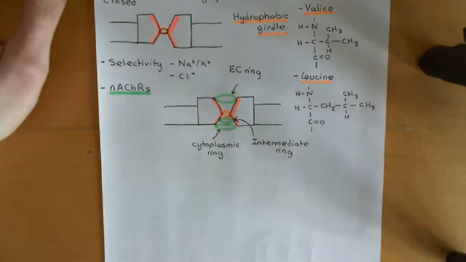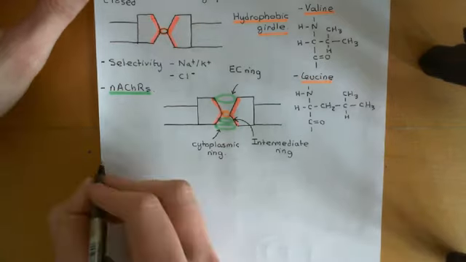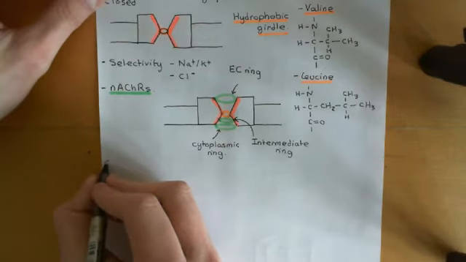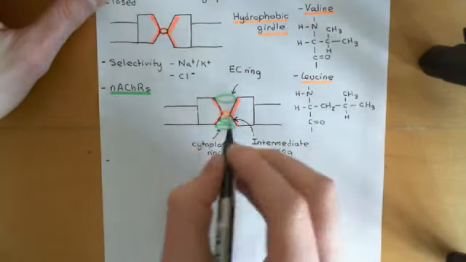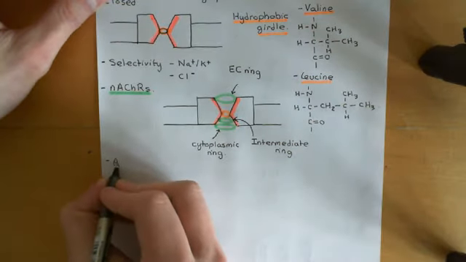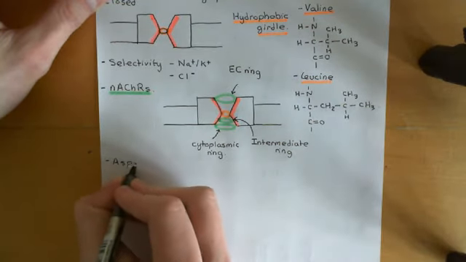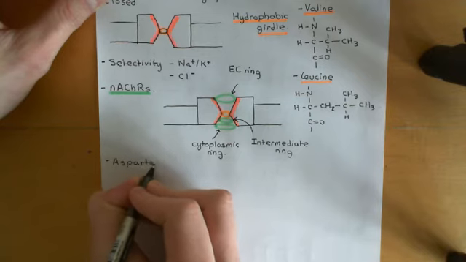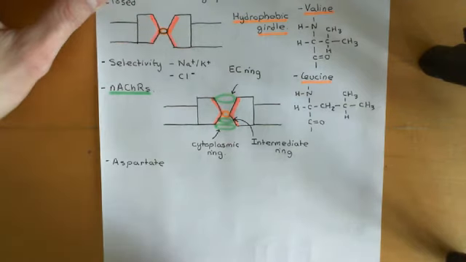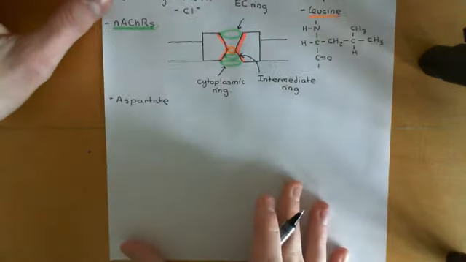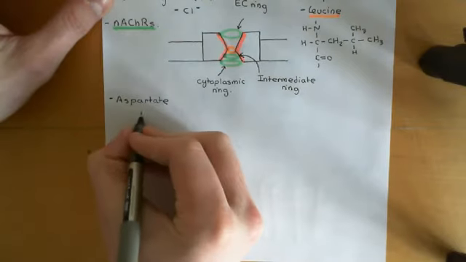Okay, so let me just give you examples of negatively charged amino acid residues that could take part in these rings here. Aspartate and glutamate are the main two negatively charged residues. Let me just show these. They have very similar structures, so I'll start by showing you aspartate.